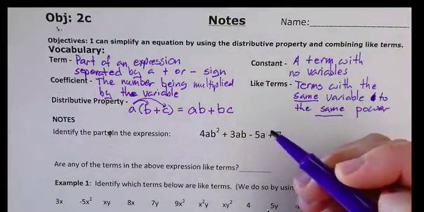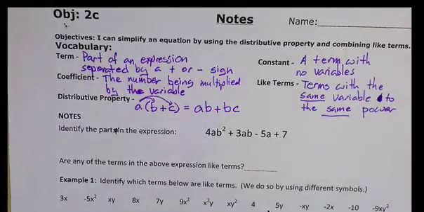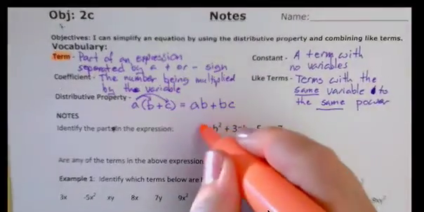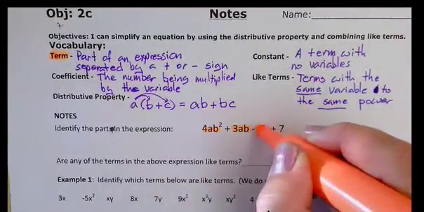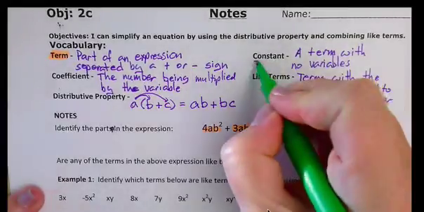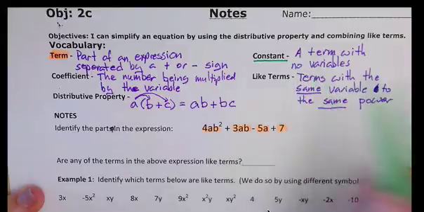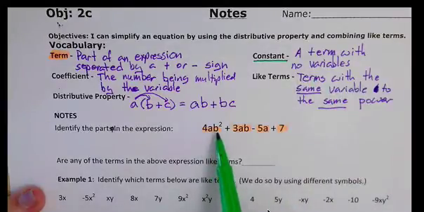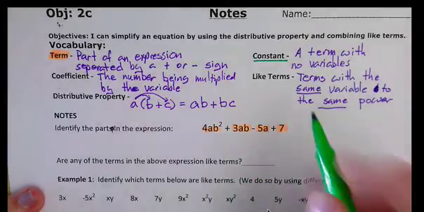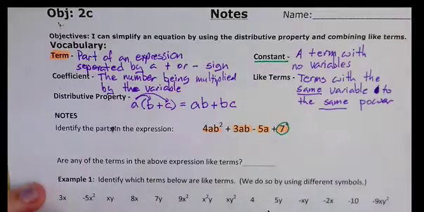Okay, so coming down here, identify the parts in the expression. What is a term? Let me get out some colors here. Each of these is a term. So we have the parts of the expression separated by a plus and a minus. What is the constant? Well, the constant is a term with no variables. So let's look. This one has variables, it has A and B. This one has variables, it has A and B. This one has A. This one is the term without any variables. So that's the constant right there.